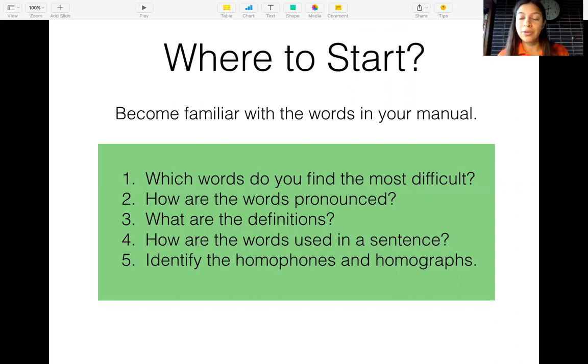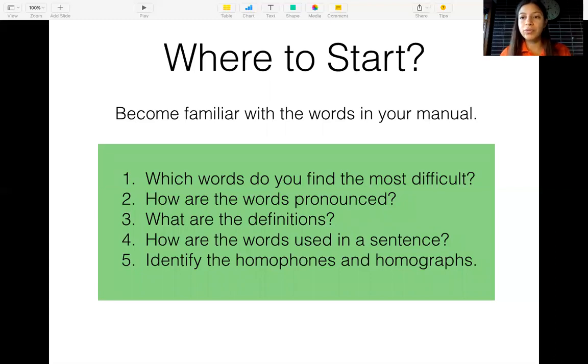2, how are the words pronounced? How do you say them? 3, what are the definitions? What does each word mean? 4, how are the words used in a sentence? And 5, identify the homophones and homographs.